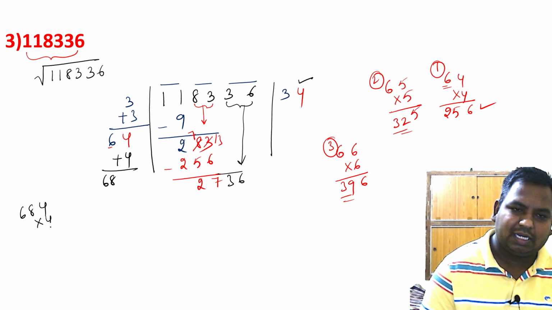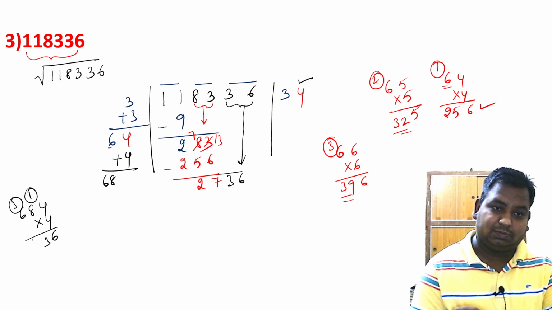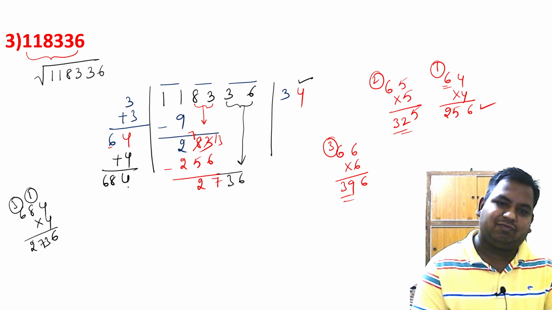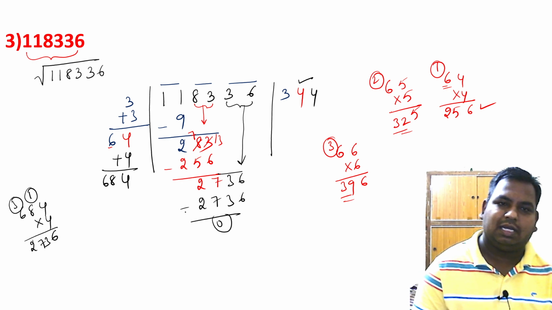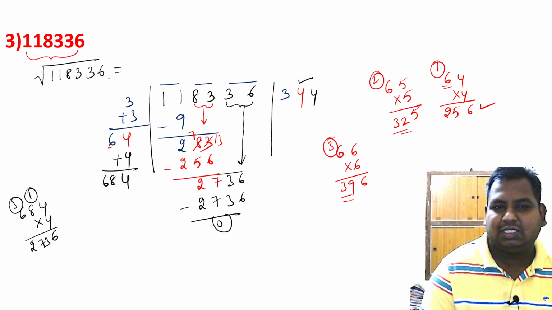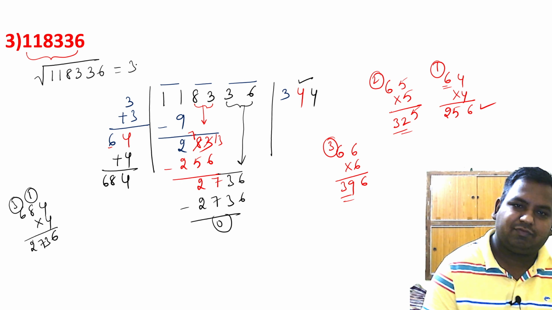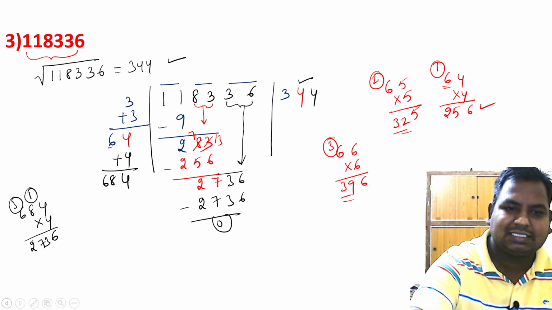So with 4 I have to multiply. 4 4s are 16. Adding 1. 4 8s are 32. 33. It's 27. So it's working. 684 4s is 2736. So remainder is 0. And I can say that square root of 1,18,336 is 344. Done. Now we'll discuss one more question.